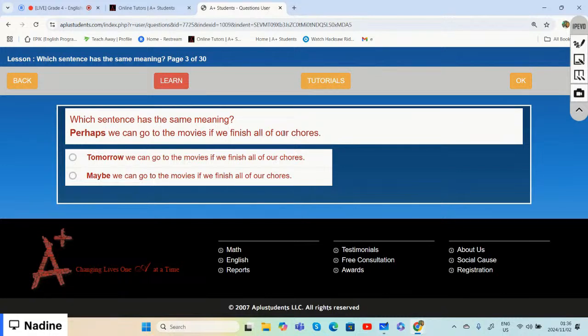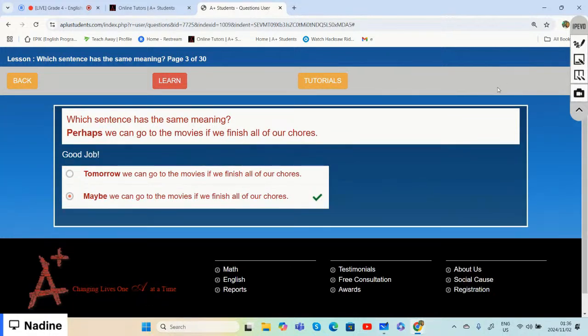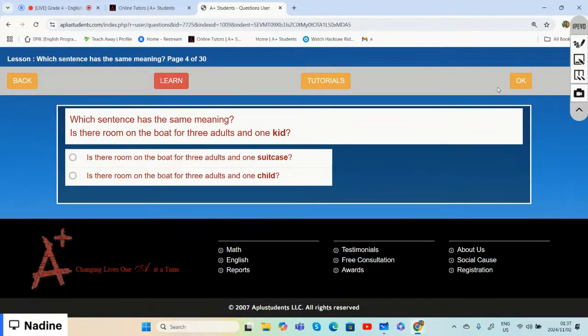And if we were to choose the correct option, that means the same as perhaps, then we can say it is maybe. Perhaps we can go to the movies if we finish our chores. Well done. Option two is correct.